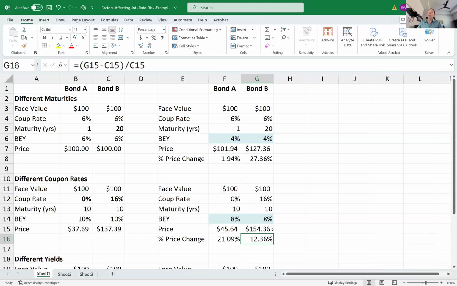So far we've seen that bonds with a longer time to maturity have more interest rate risk, and bonds that have a lower coupon rate have more interest rate risk. Now that coupon rate thing is kind of significant because you have a boundary.